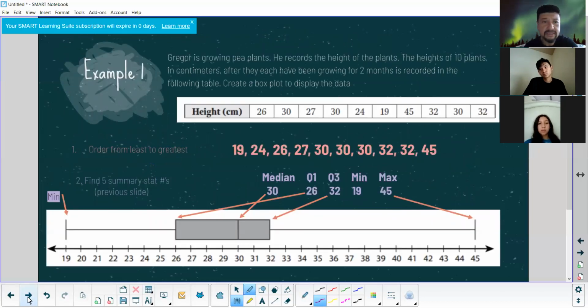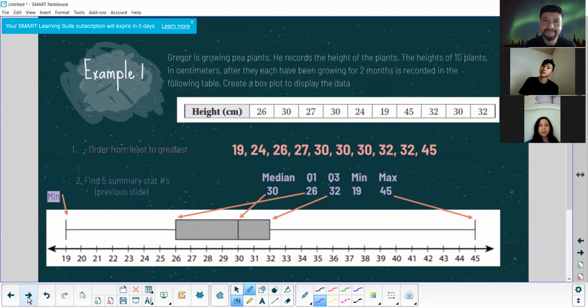Marcus, why don't you go ahead and read this one? Gregor is growing pea plants. He records the height of the plants. The heights of 10 plants in centimeters, after they each have been growing for 2 months, is recorded in the following table. Create a box plot to display the data. Okay, so does everybody see the table? So Marcus, what's the first thing you have to do?